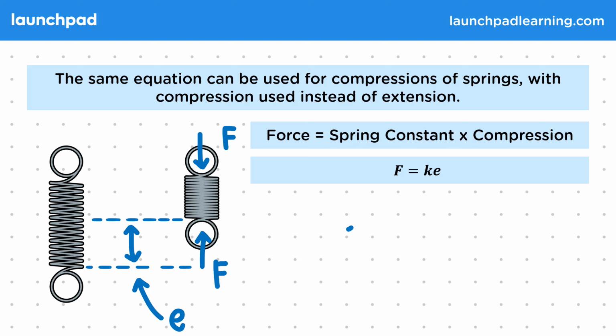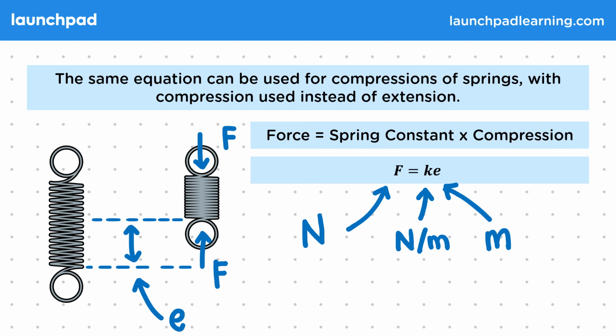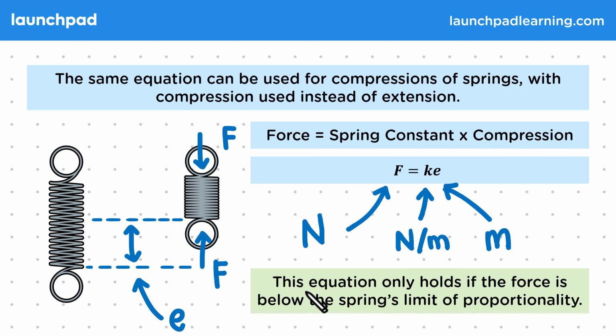We'd also use the same units as the previous equation. Newtons for the force, newtons per metre for the spring constant, and metres for E, in this case the compression. And also like the extension equation, this equation only holds if the force is below the spring's limit of proportionality.